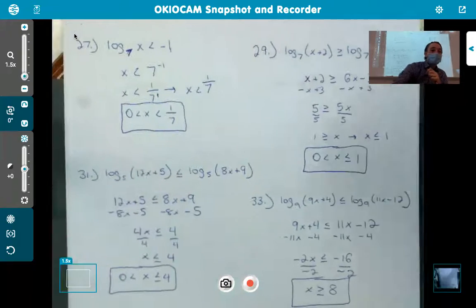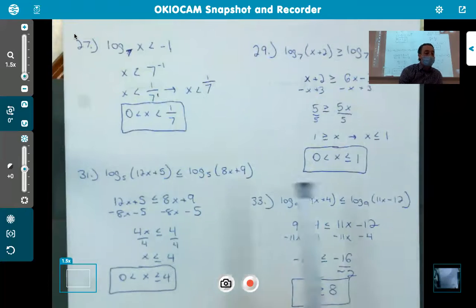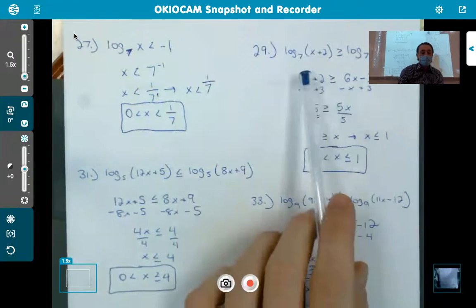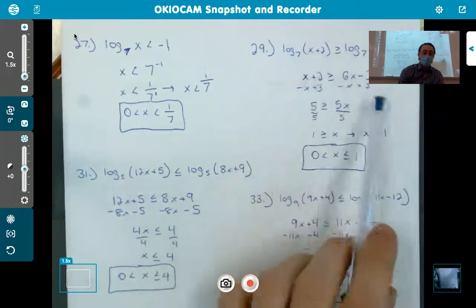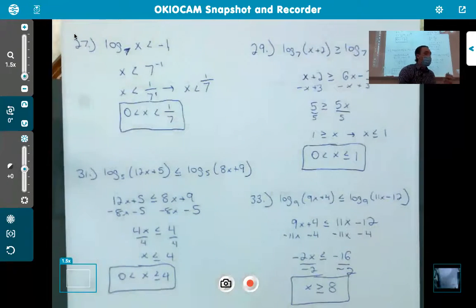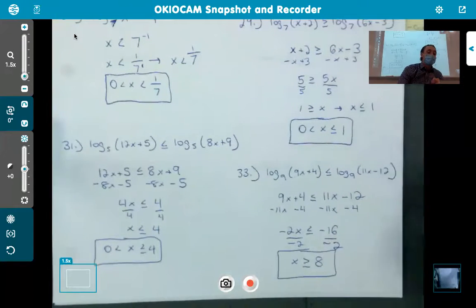And then 29, 31, and 33, they were all similar since we have logs on both sides. And remember, just like with equations, with these inequalities, what we can do, make sure we have the same base, and then take each value and solve the inequality that way. For all of these problems with this inequality, they were linear. So I just have to get my constant terms to one side and my variable terms to the other. And then I just solve accordingly for X, still keeping in mind, if I ever have to divide by a negative, my inequality sign is going to flip.